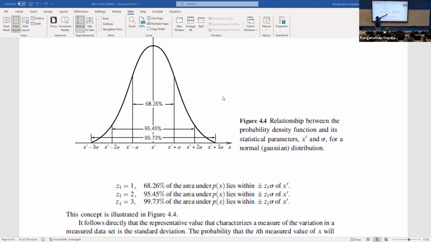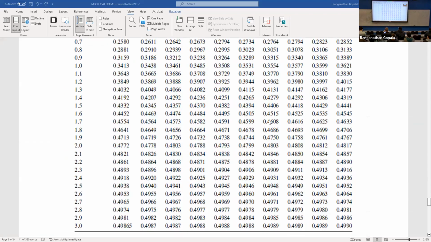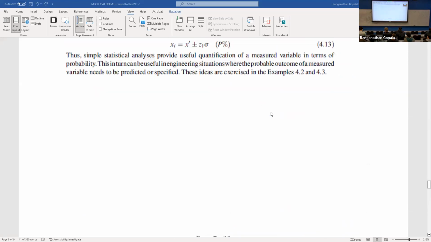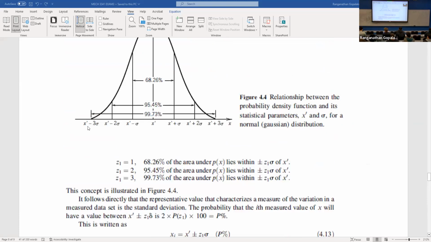Within 2 standard deviations, from -2 to +2, you can check this, you will get 0.9545, or nearly 95% of the values. Within 3 standard deviations, and of course, this table here, its resolution or its limits are not high enough for you to actually compute x minus 6 sigma to x plus 6 sigma.